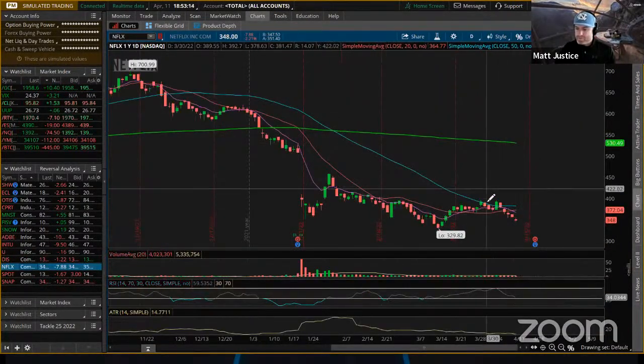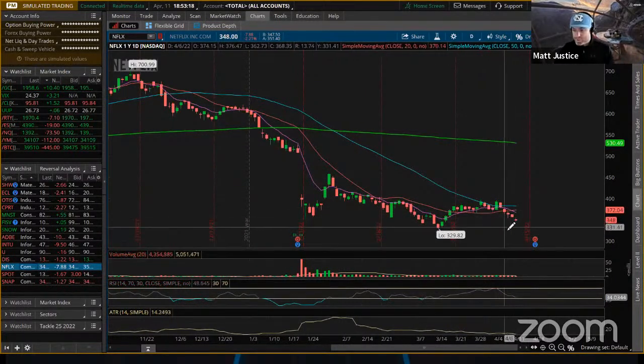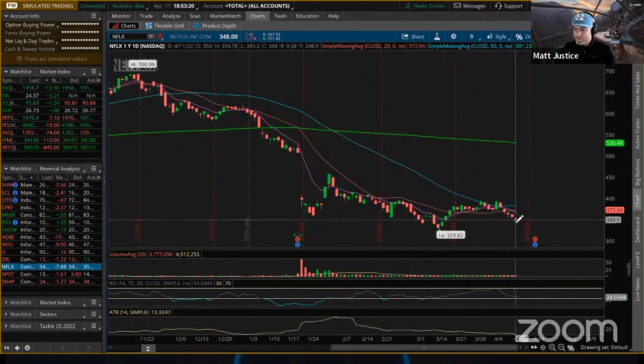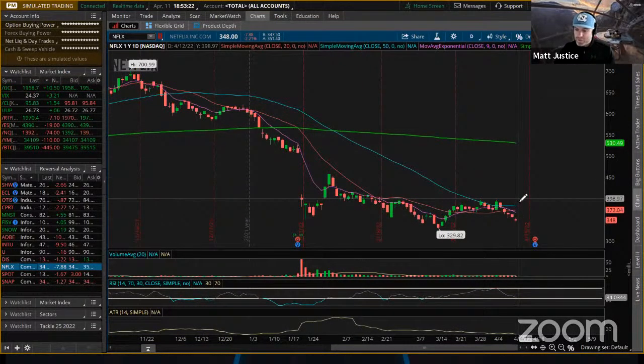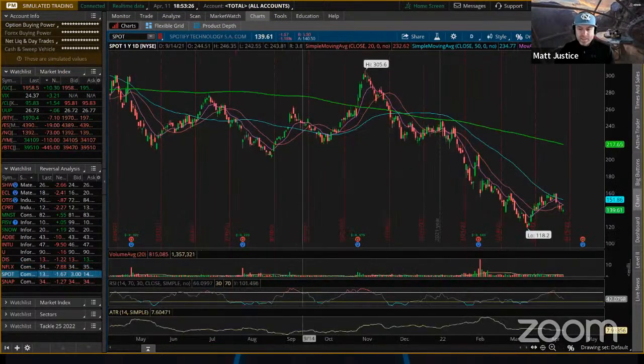Netflix here. Look at that head and shoulders, guys. Got to hold support at 350. Got to hold support, make that run into 400. Really nice. But again, tracking a little bit of reversal in Netflix here.